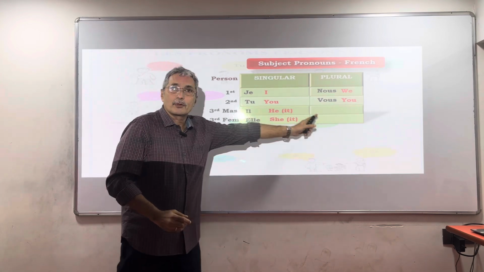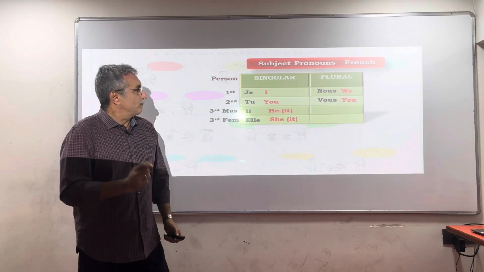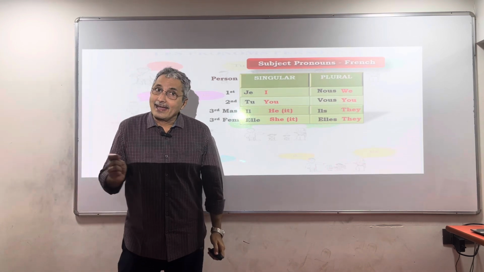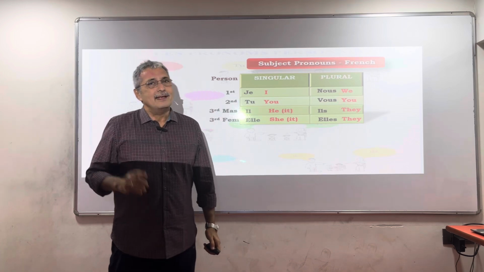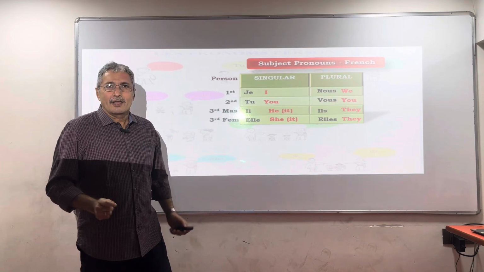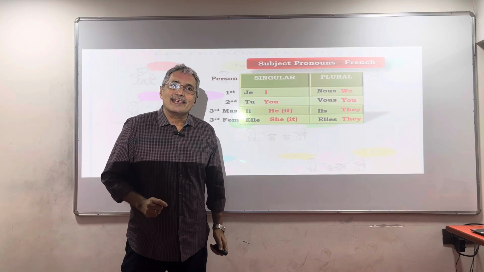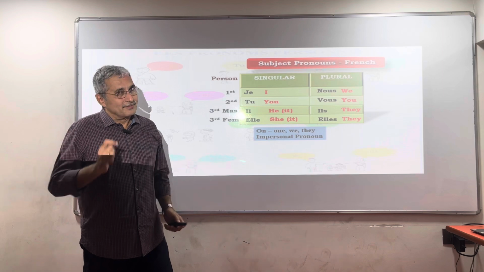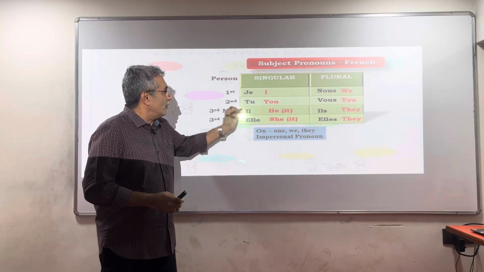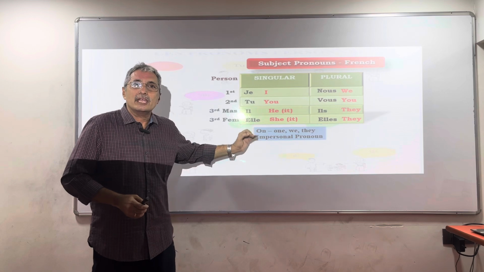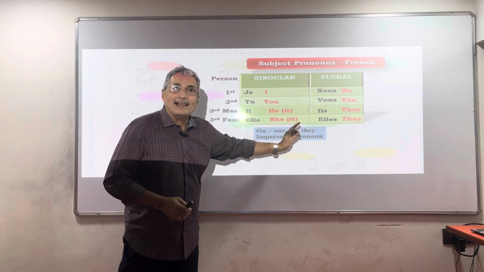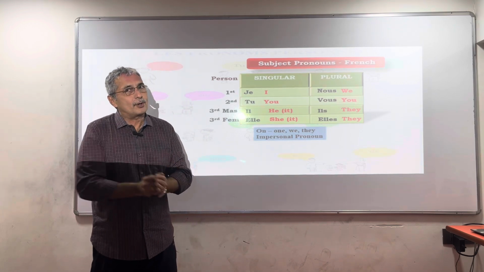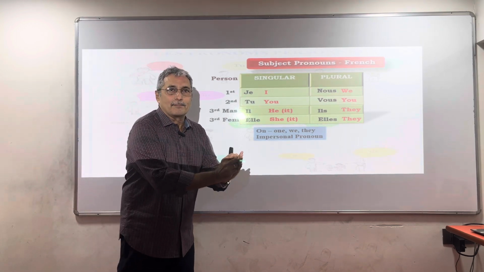Plural of tu, vous. Finally, plural of il, they, masculine is ils, pronounced as il only, and plural of elle is elles, pronounced as elle only, for she. Right? And that's it. Je, tu, il, elle, I, you, he, she, nous, vous, ils, elles, we, you, they. Where ils is masculine plural, elles is feminine plural.